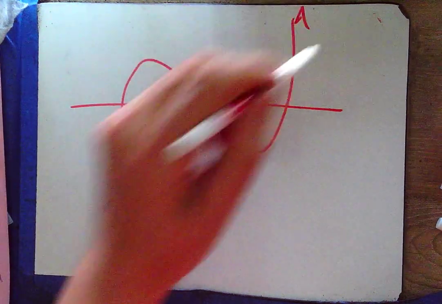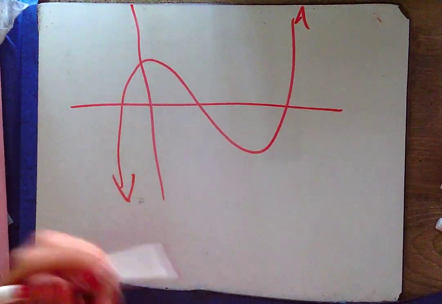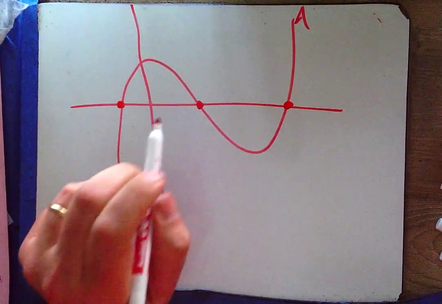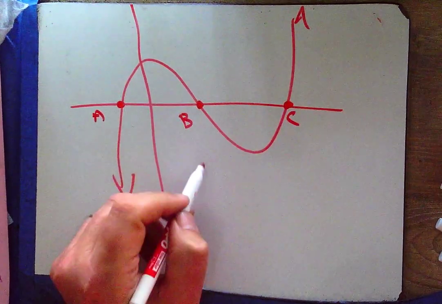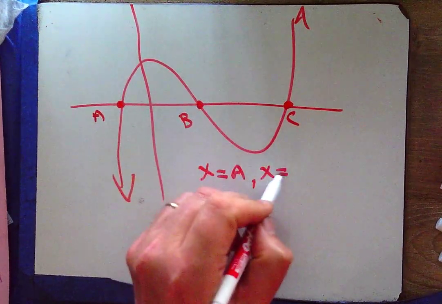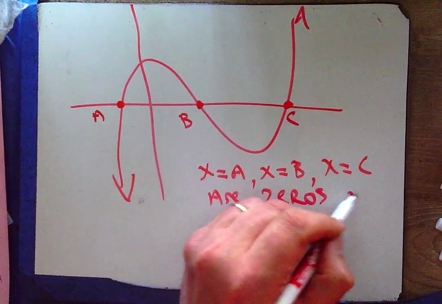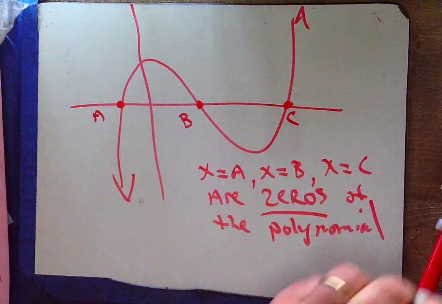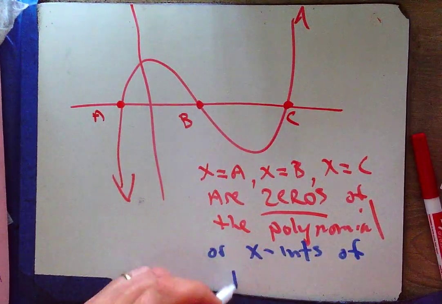Okay, next, if we have a polynomial like this one, this polynomial has this thing, and this thing, and this thing. Now, there's some interesting things about their names. So, let's say that this is A, B, and C. Well, I want to say x equals A, x equals B, x equals C are zeros of the polynomial. You might also know them as x-intercepts of the polynomial.